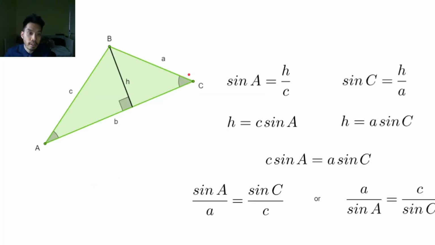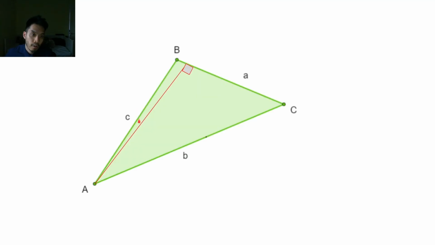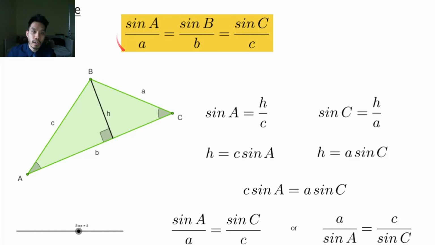I'm going to go back to over here. Do you see how over here, this is an altitude from angle B? If you draw an altitude from angle A, you get this one, and you can relate these two triangles. And if you do the exact same process as the previous one, you can actually find out that they're all equal to each other. So you get sine B over B, which is the same as A and C. You can relate the B's and the A's and the C's.